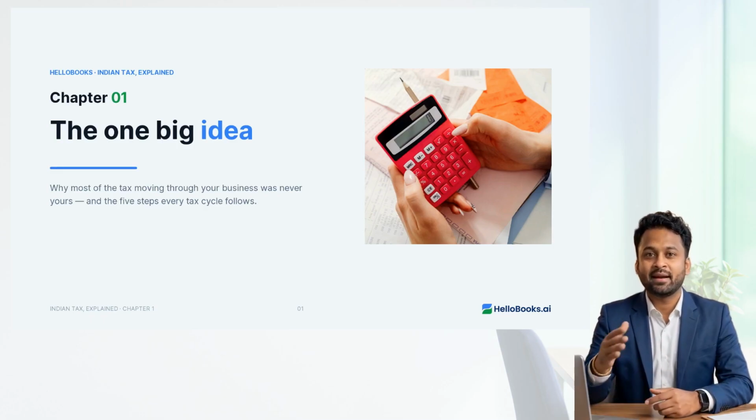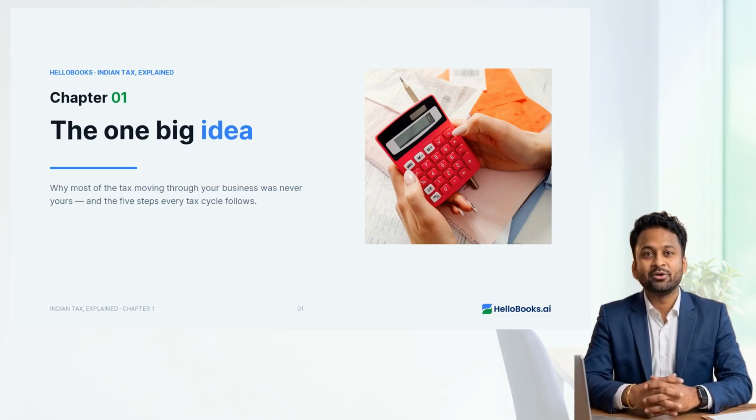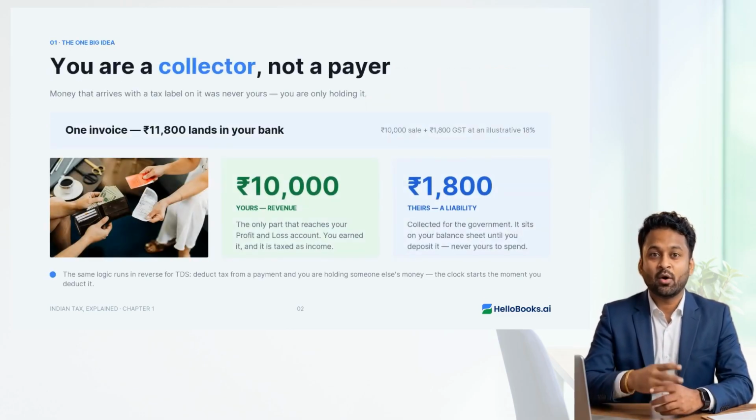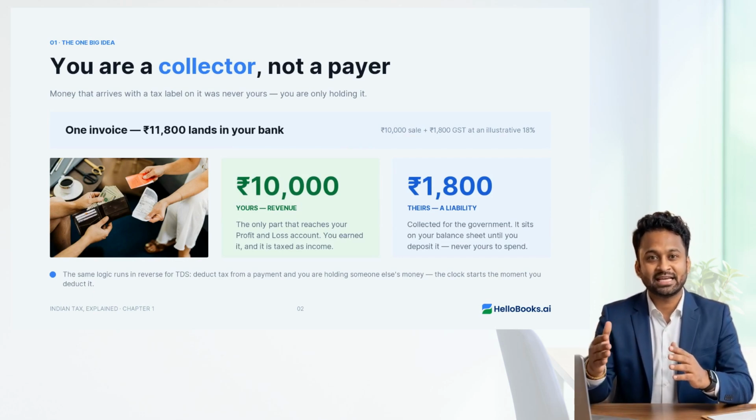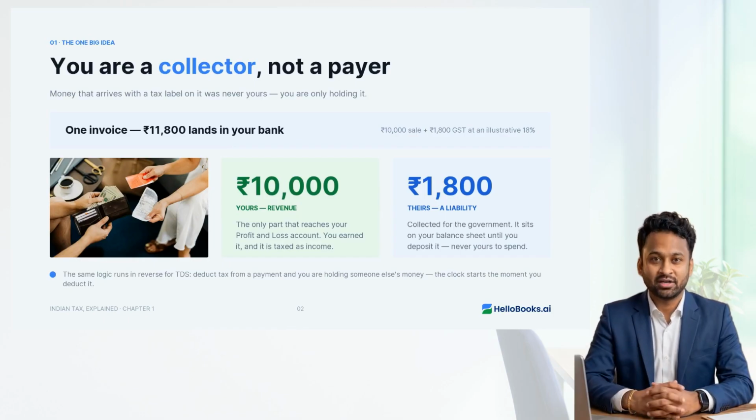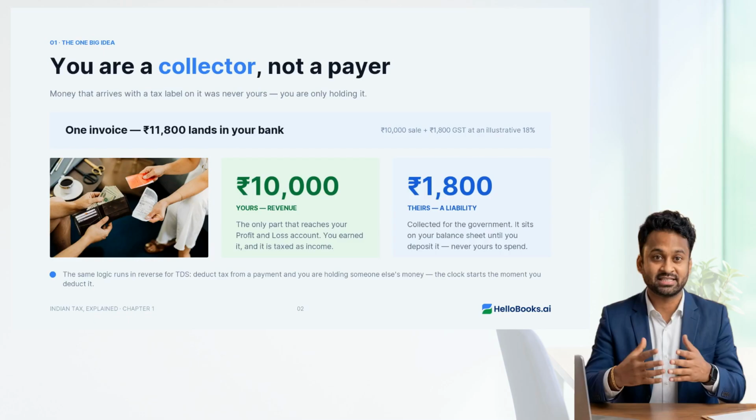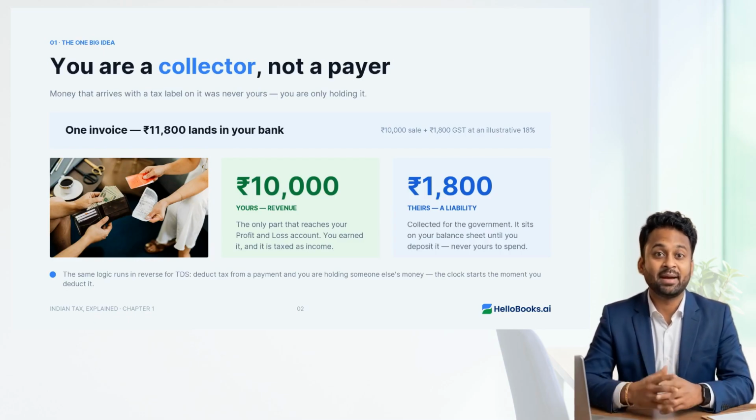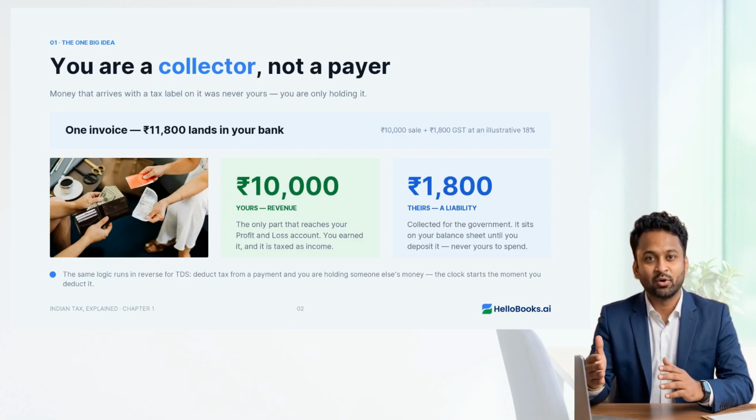A customer pays you 11,800 rupees and your balance goes up by all of it, but only 10,000 is yours. That part is the sale, it is income, and it is the only part your profit and loss account will ever see. The other 1,800 is GST you collected for the government, a liability from the moment you raise the invoice, sitting in your bank until you deposit it.